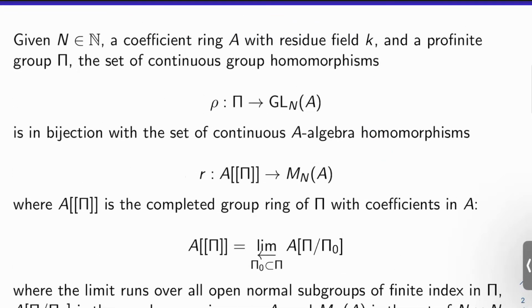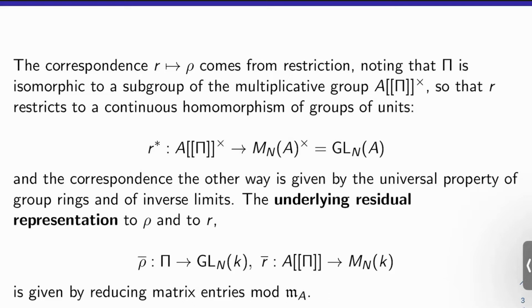All right. Perfect. So how do you prove this? It's actually pretty easy. The correspondence R maps to rho comes from restriction, right? Because pi is just isomorphic to some subgroup of the group of units in the completed group ring A bracket pi. So that means R restricts to a continuous group homomorphism of groups of units, which we'll call R star, from A bracket pi cross to Mn of A cross, but Mn of A cross is just GLN of A. So restrict this down and you get your rho. Okay, how do you go the other way from rho to R? You just use the universal property of group rings and the universal property of inverse limits. I won't get into that. Look up both of those universal properties and you'll see exactly that you get a map going the other way. That's the inverse of this map.